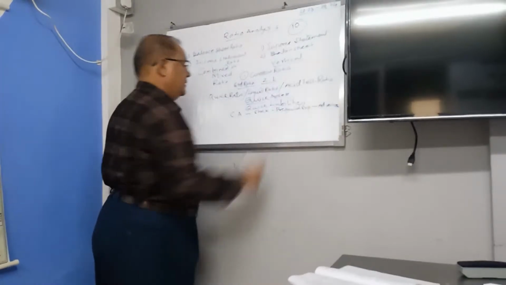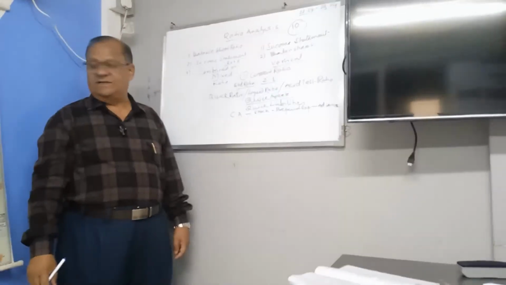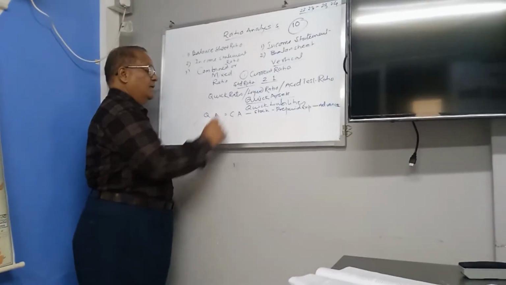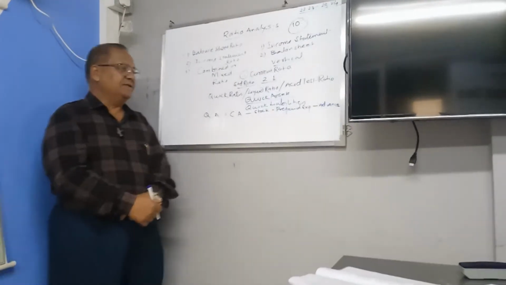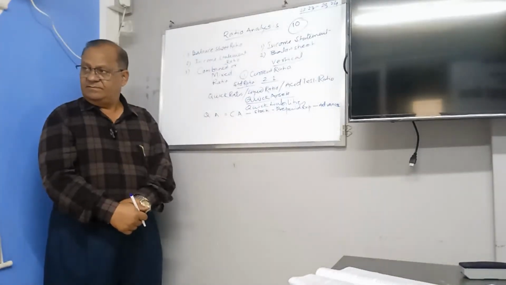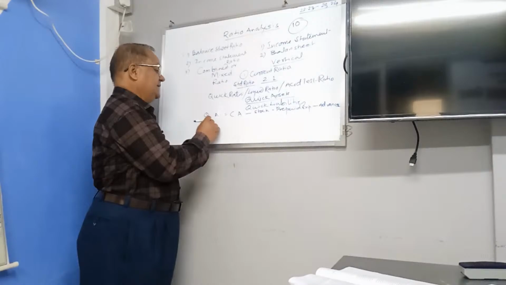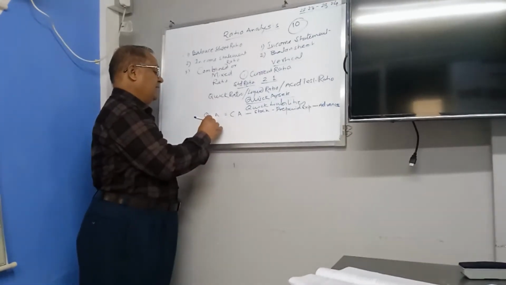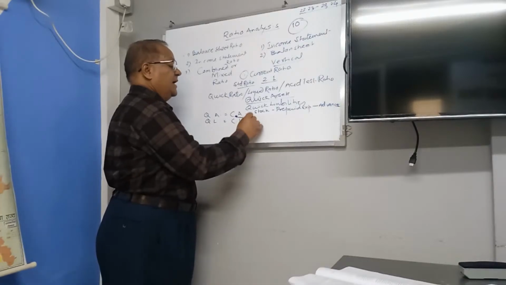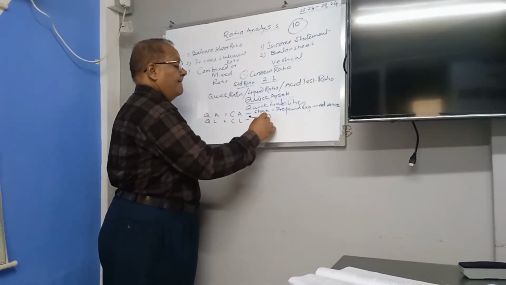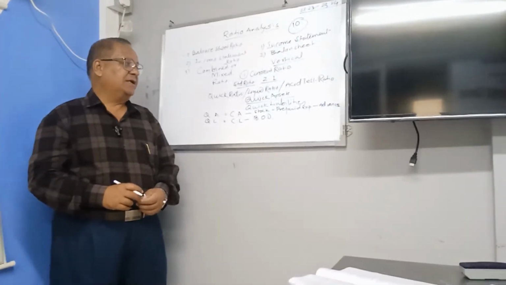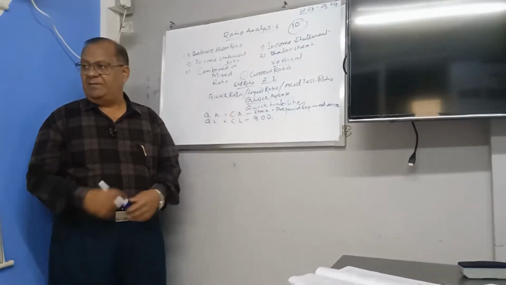These are called the current quick assets. It is called quick asset. Quick asset is equal to current assets minus stock minus prepaid expenses minus advances. Then quick liabilities is current liabilities minus bank overdraft. The formula for the quick ratio will be quick assets upon quick liabilities.